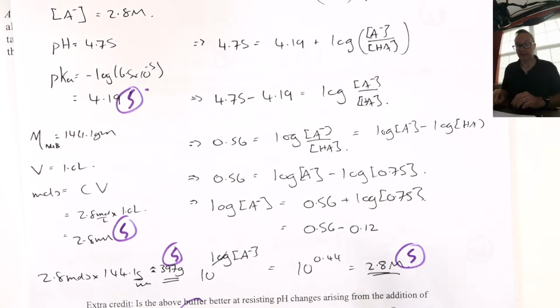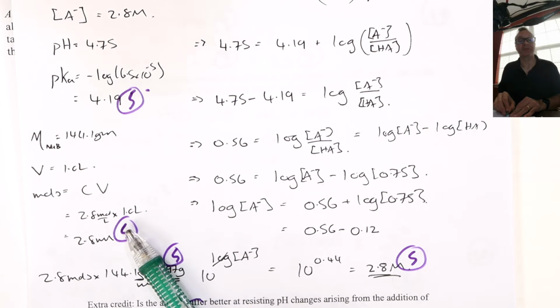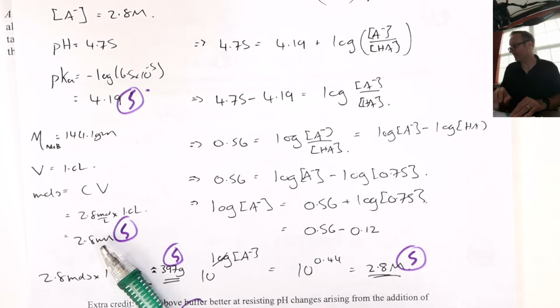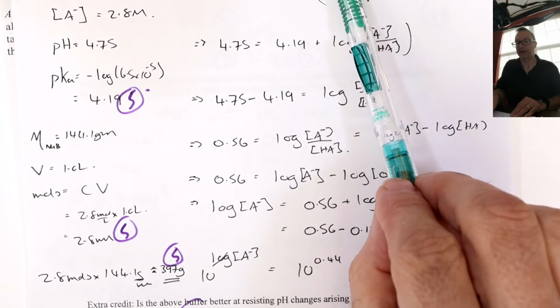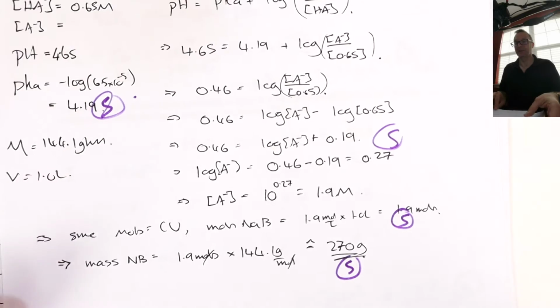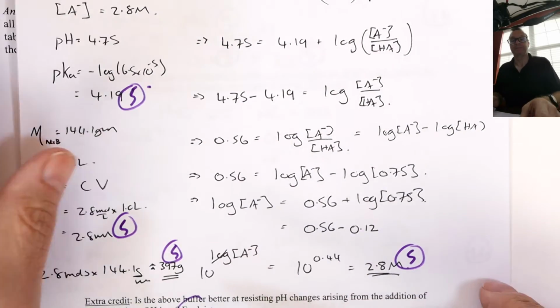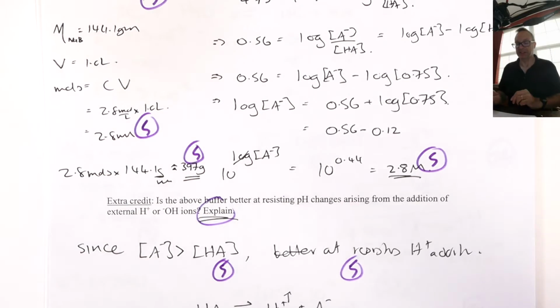Once you've got the concentration, well, moles is CV. Nice for me, 1 liter, so it's 2.8 moles. And over there, 1.9 moles. And then moles times molecular weight, you can work out the grams: 397, and 270 for the other one.